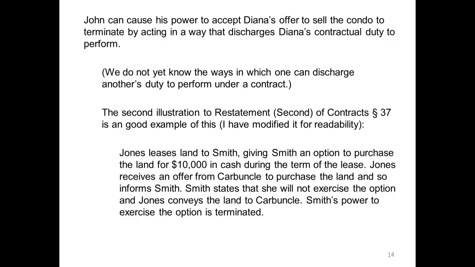So keep in mind, when we start to talk about discharge of contractual duties, you're going to have to relink that back to your option contract thoughts, because you're going to be able to terminate the power of acceptance to the option contract if Joan, in this case, acts in a way that discharges the other party.